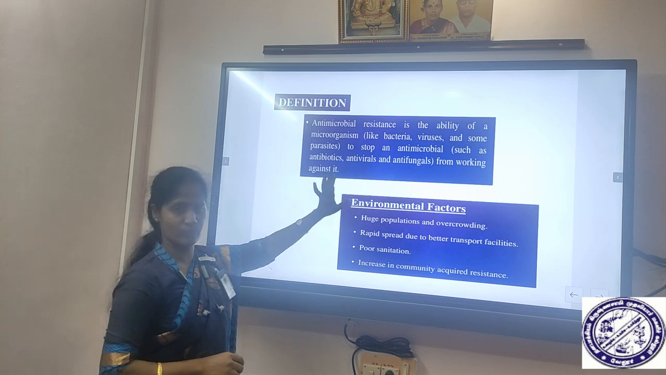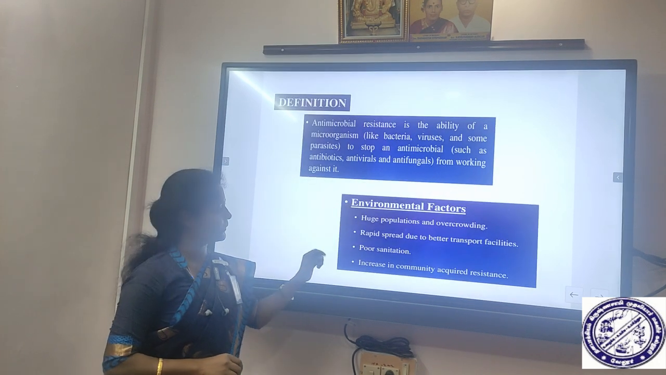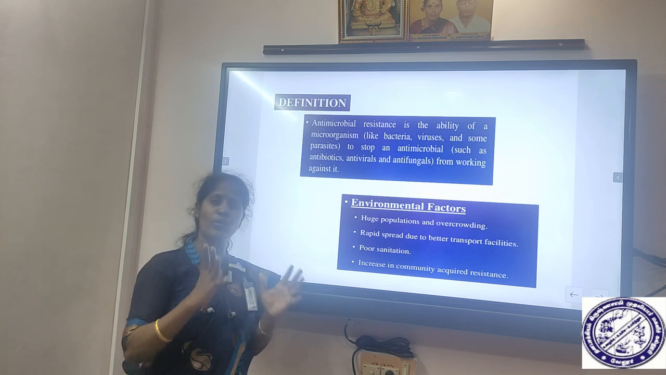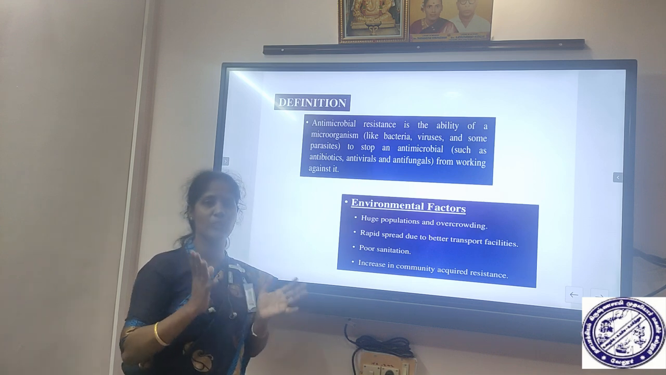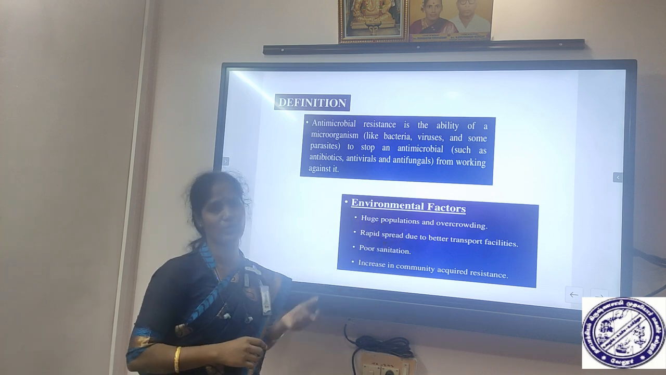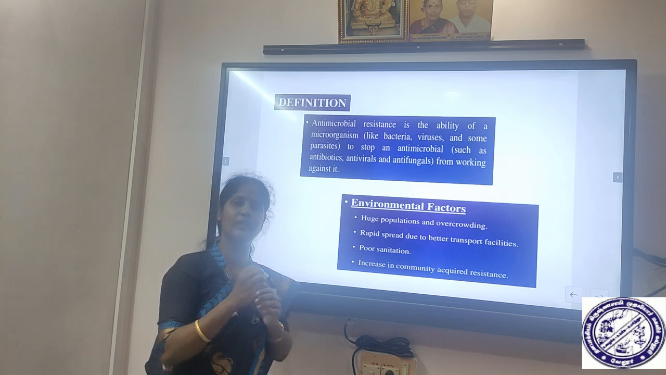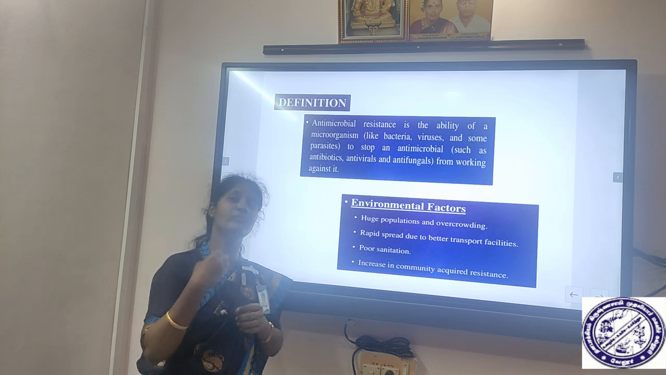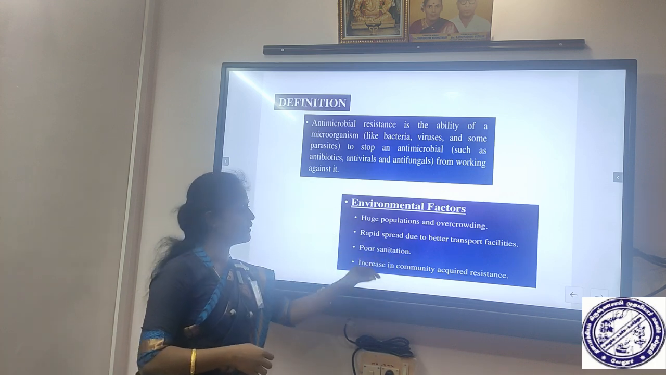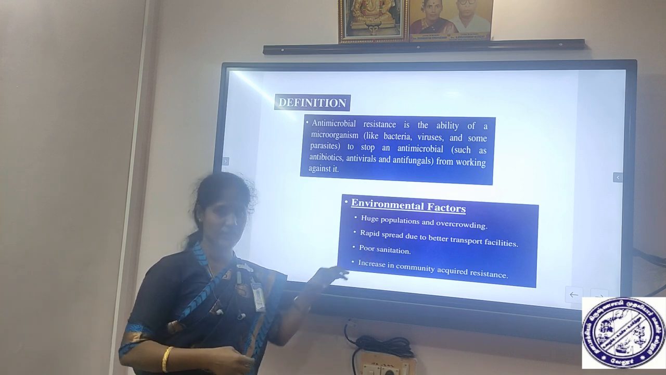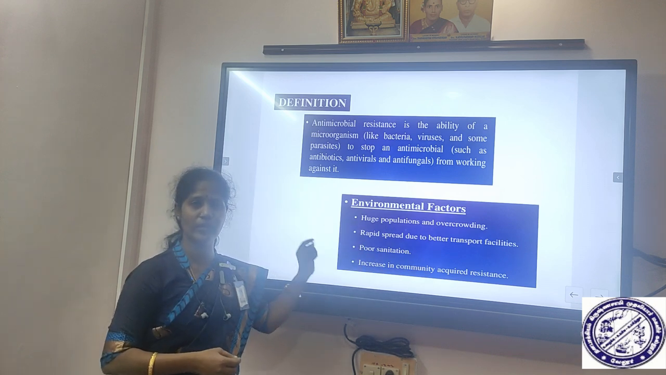This is the definition for antimicrobial resistance, which we have seen already, and these are the factors. Coming to the environmental factors, the first one is huge population and overcrowding, like cinema, park, beach, railway station, big malls, wherever you go. Among those people, many will have a variety of infections and take a variety of medications, including different antibiotics. From those infected persons, we may get antimicrobial resistance. So huge population and overcrowding is one of the factors responsible for antimicrobial resistance.